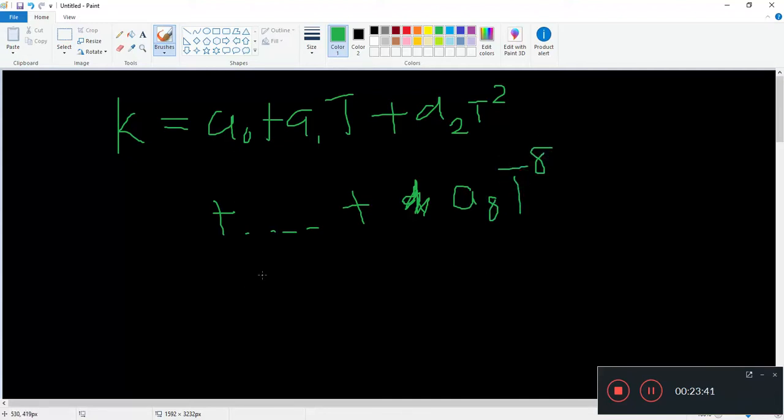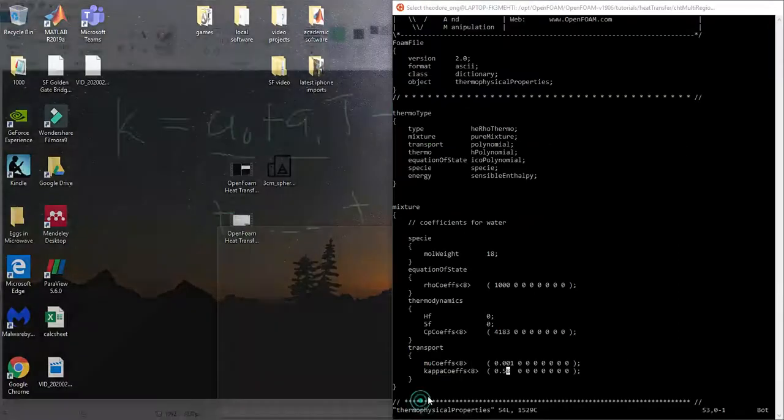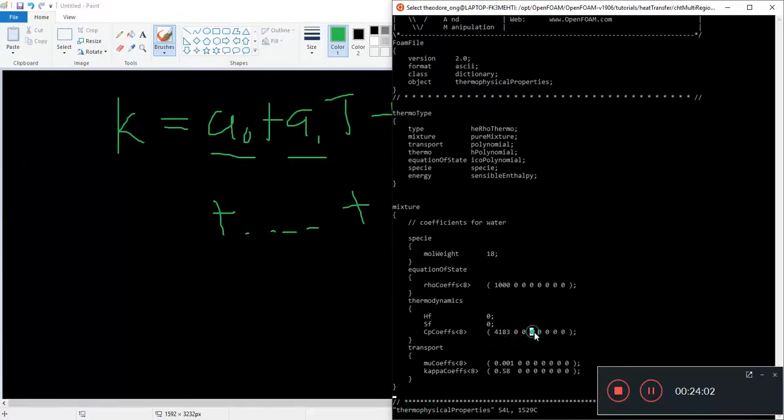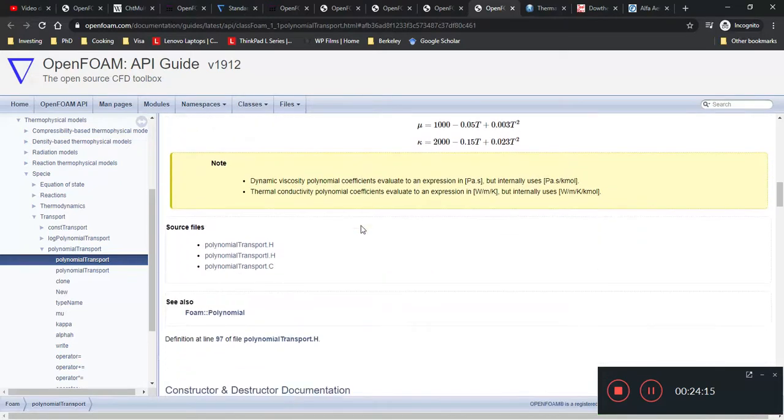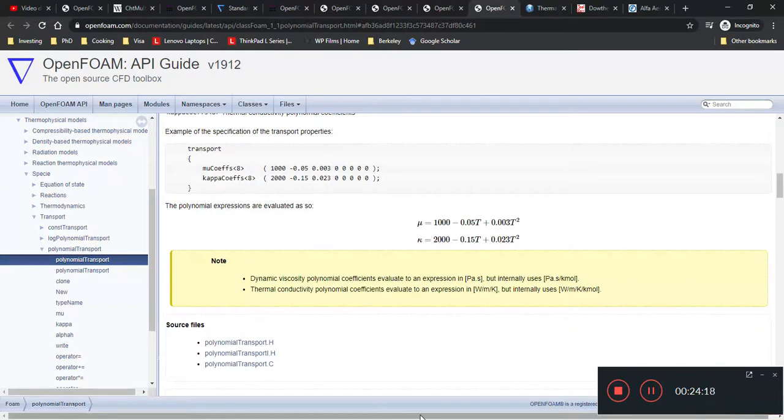So this is how the polynomial is defined, with the coefficients A0, A1, A2, and so on to A8. No, this should be A7. Sorry, A7 T to the 7. A7 T to the 7 are defined here: 1, 2, 3, 4, 5, 6, 7, 8. So that's how the things are defined. You see, there are 8, so it gives you a polynomial up to T to the 7th. That will give you a lot of flexibility in how you want to define your kappa and mu.